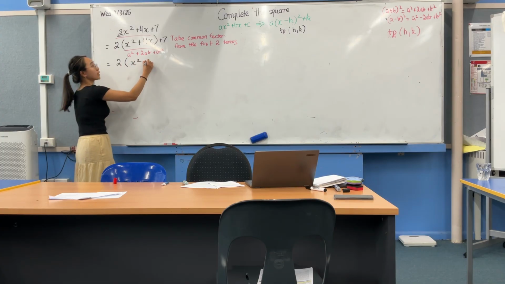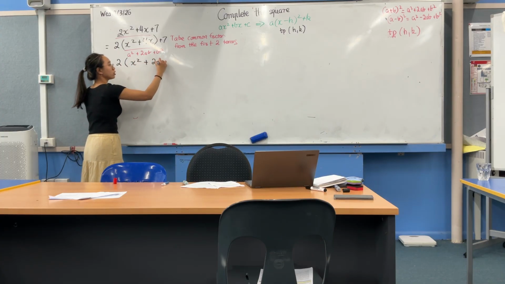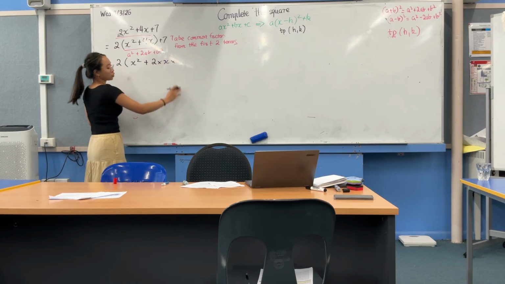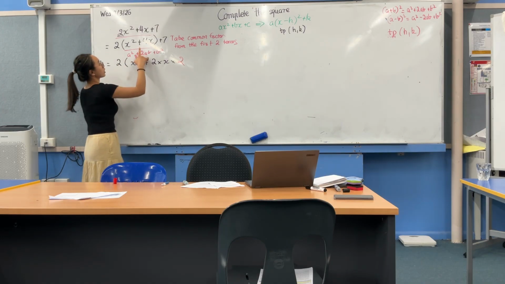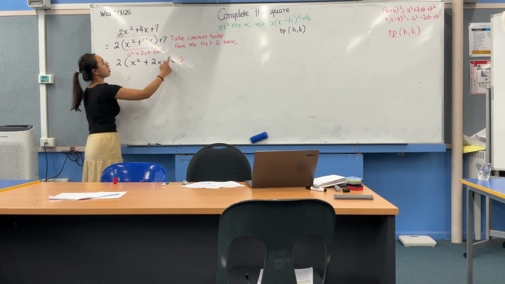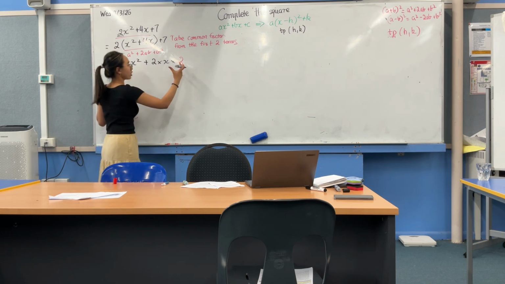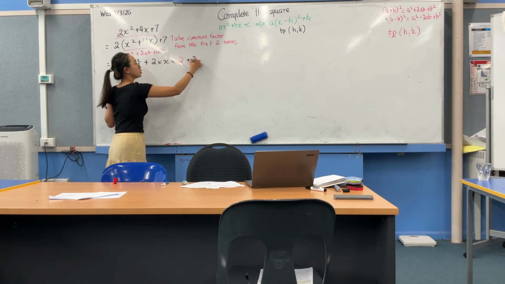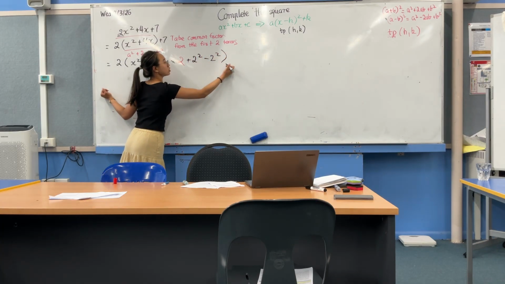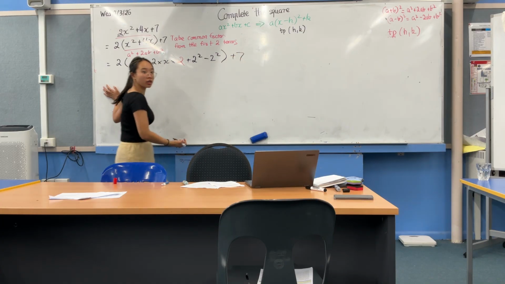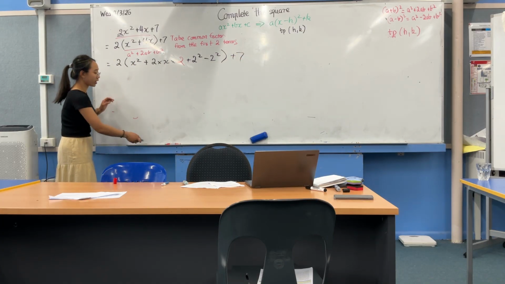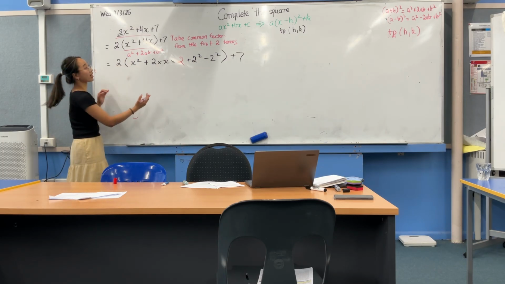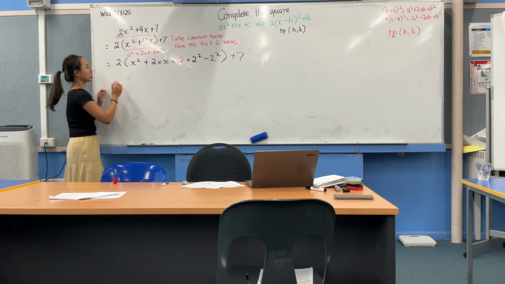x squared plus 2 times a, which is x, times b, which is 2. Why is it 2? Because we only have 4x, so 2 times x times 2 is equal to 4x. Plus b squared, which is 2 squared, minus 2 squared, close the bracket, plus 7. Did I change anything? I just plus 4 and minus 4. It's exactly the same as the expression above.